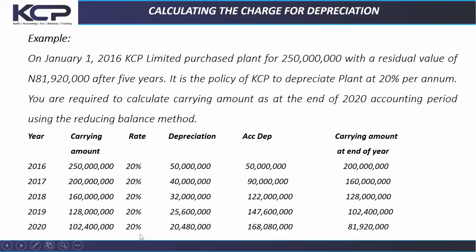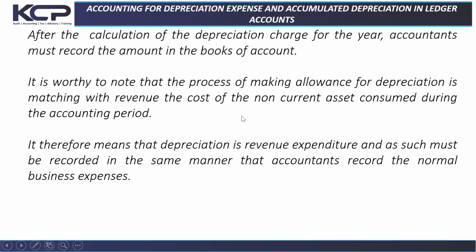Bring it down again, apply the 20%, you have the 20.4, and accumulated to date is 168.08, and the carrying value is 81.9. So, which the question has provided as the scrap or residual value. Any question thus far?